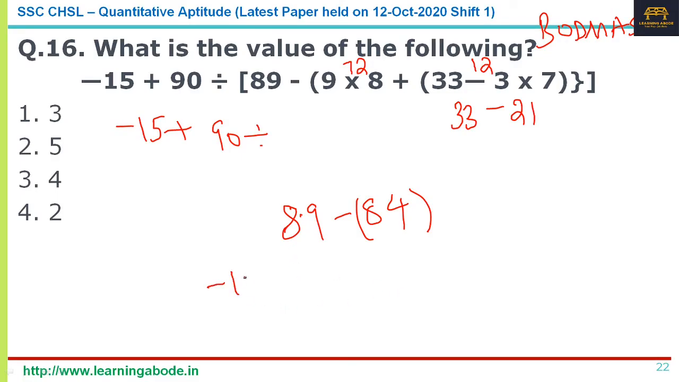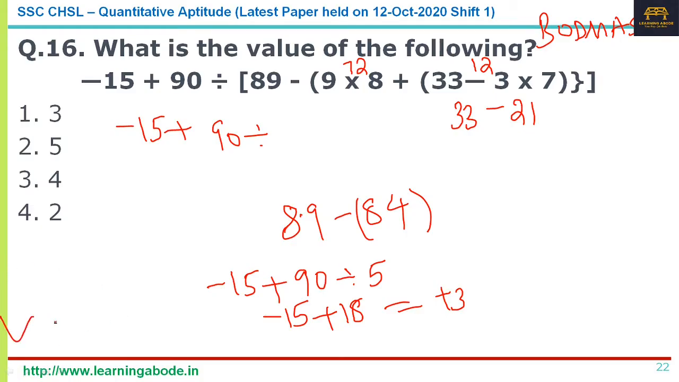So you get minus 15 plus 90 divided by 5. So 90 by 5 is 18. So minus 15 plus 18 is equal to plus 3. That's the answer. Option 1 for question number 16.